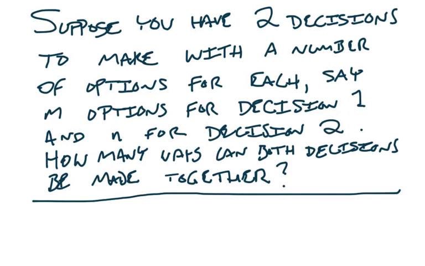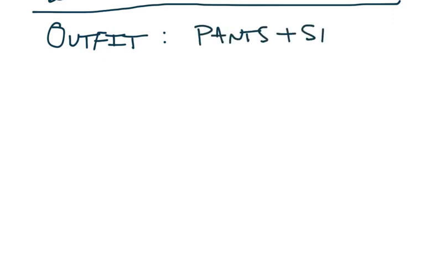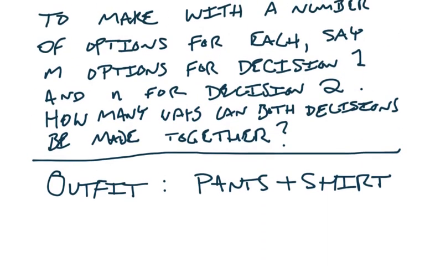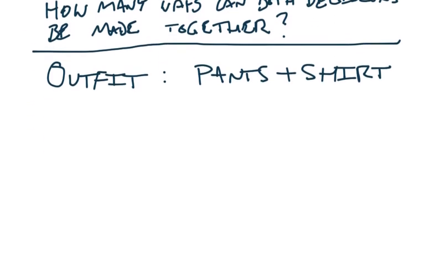Let's make it much simpler. All right, let's go very simple here. Let's make our decisions very explicit. Let's say that we want to choose an outfit, and the outfit will be comprised of a pair of pants and a shirt. And remember, if I go back up here, we're supposed to have m options for decision 1 and n options for decision 2. So we need to have a possibly different number of options for each.